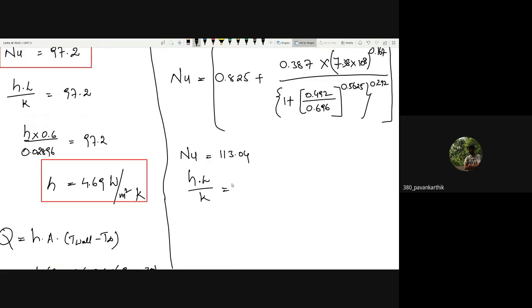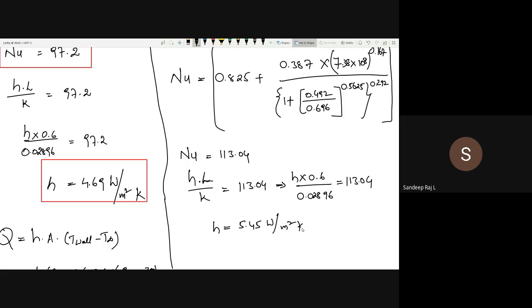HL by K is equal to 113.04. So H into 0.6 by the K value we have taken from the data book, 0.2896, which is equal to 113.04. From this, tell me what is the value of H. 5.45 watt per meter square Kelvin.